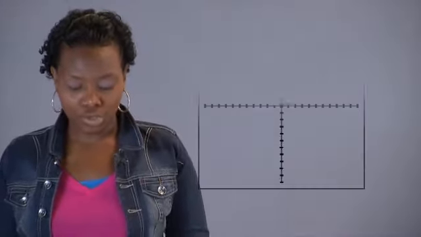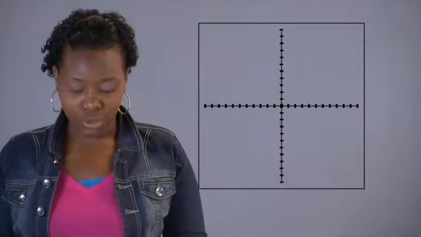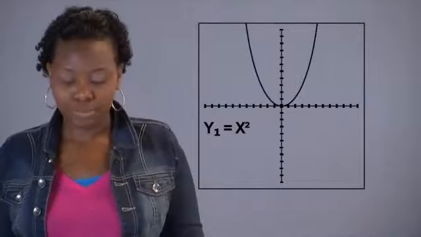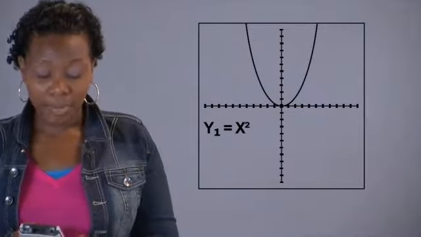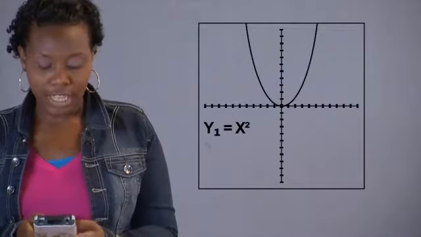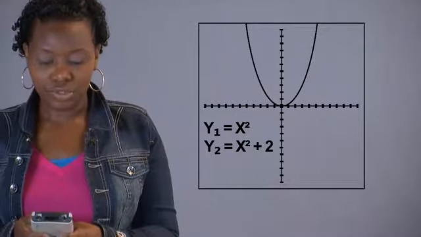We're going to go back to the y equals screen, and I'm going to type in the parent function for the quadratic, which is y is equal to x squared. We know what that looks like, an open U. But then, I'm also going to type in, for my second function, y is equal to x squared plus 2.